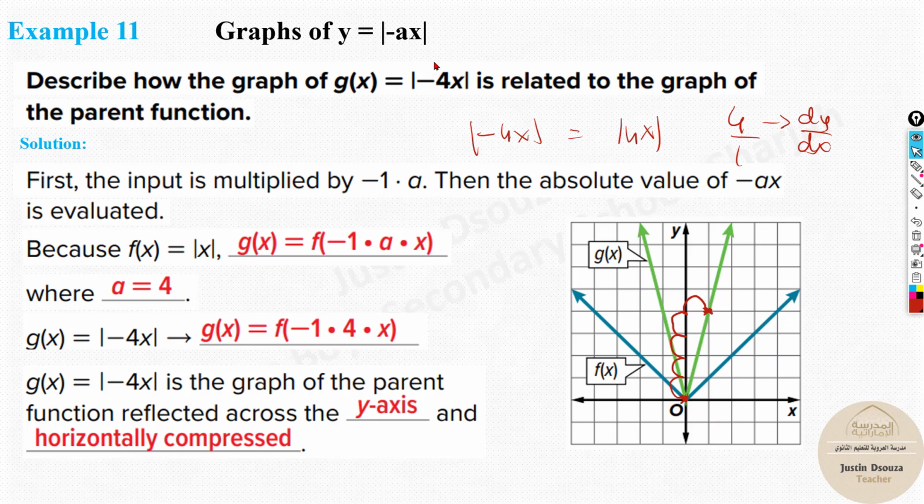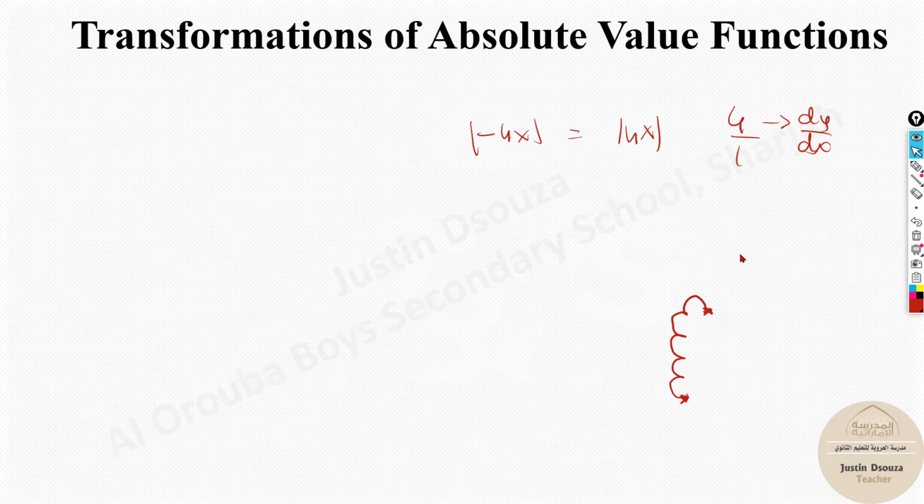Now here we can see this is greater than 0, but it's inside the absolute symbol. So it will be horizontal, but it's greater than 1, so it's compressed. This is another thing which you must remember. Now then, transformation of absolute value functions.